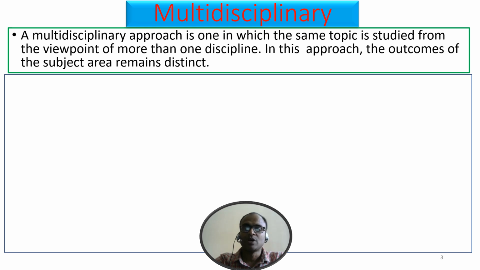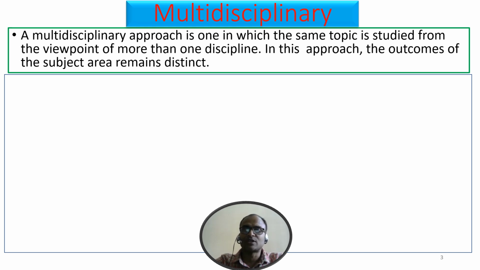In this approach, the outcomes of the subject areas remain distinct, whereas in inter and intradisciplinary approaches, the learning outcomes are fixed for the subject or lesson with which we are integrating. We can say the multidisciplinary approach is like a bowl of mixed fruits, where each fruit represents a single discipline.